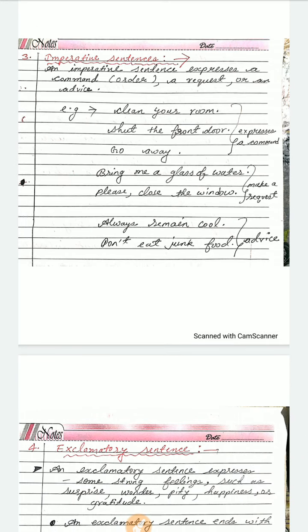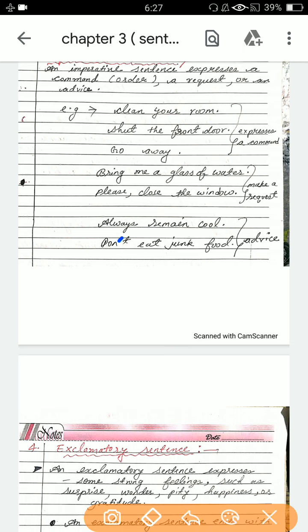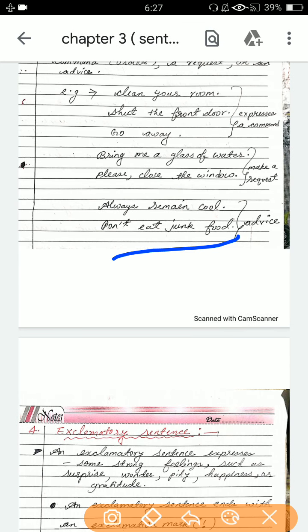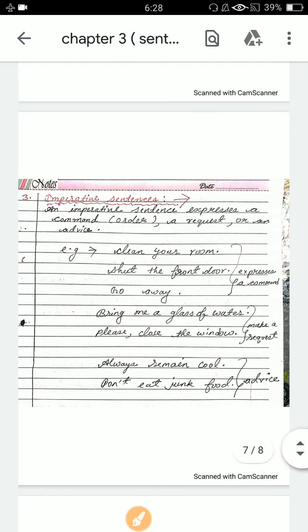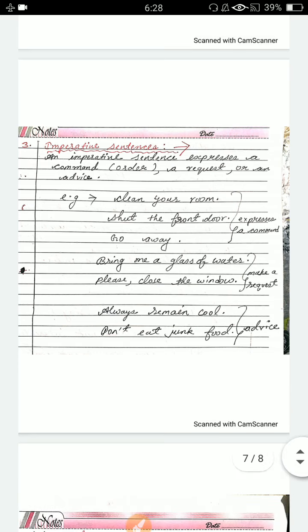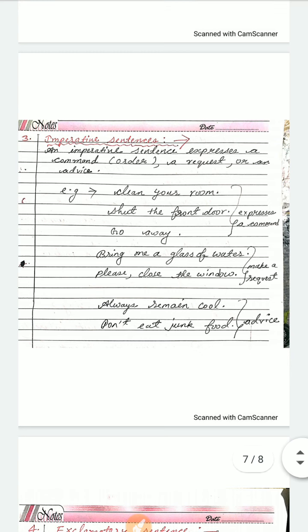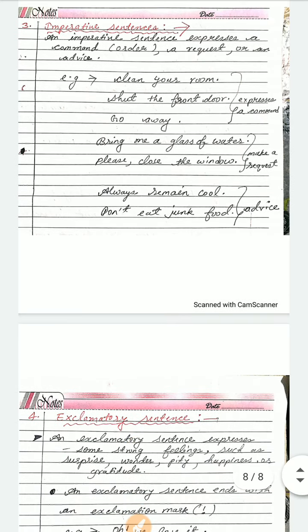Now the third group of words: always remain cool. Then second, don't eat junk food. Don't eat junk food means somebody is giving advice to somebody not to eat junk food. And always remain cool, these two sentences express a sense that somebody is giving advice to somebody. So we have seen the parts of imperative sentences. The imperative sentences express a command, request, or an advice.